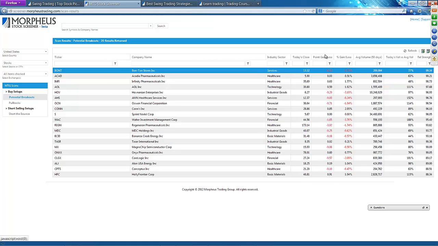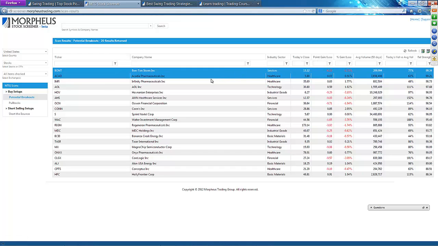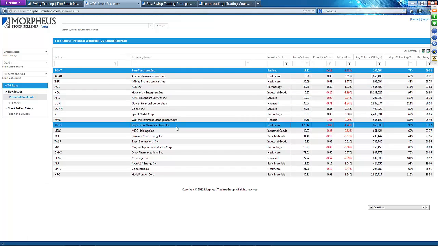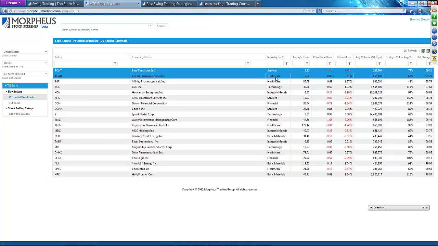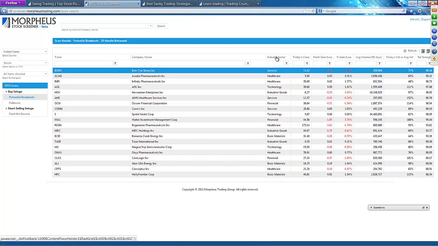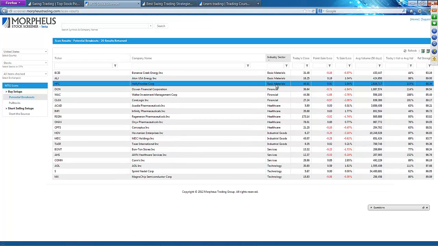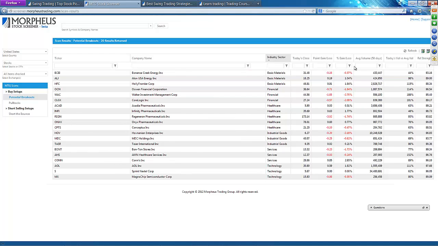But you can see here, it's a very quick way to save yourself hours of time. Instead of scanning through thousands of stocks, you can narrow it down to 10 or 20 stocks, or depending on market conditions, maybe more. You can click on any column heading to sort. If you want to sort by sector, for example, click on sector. You can sort by industry sector, by volume, by relative strength, any way you like.